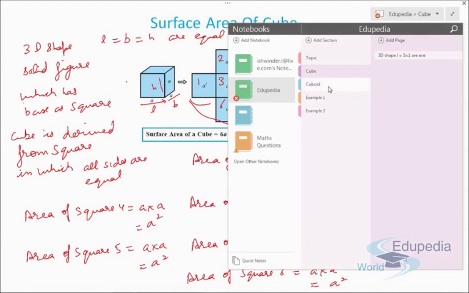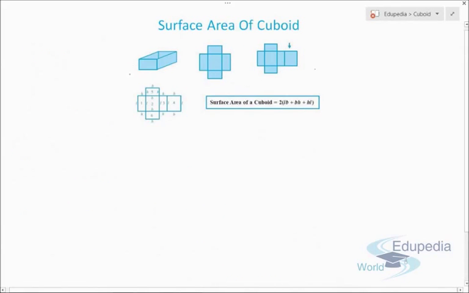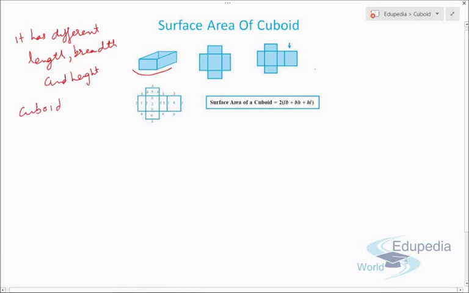Now let's discuss cuboid. First of all, a cuboid has a rectangular base, which means it has a different length, breadth and height. So we can say that a cuboid is derived from a rectangle. When we open the cuboid, we get a structure like this, the same structure but with a different length, breadth and height.